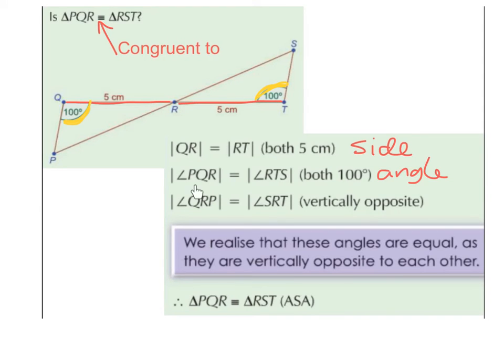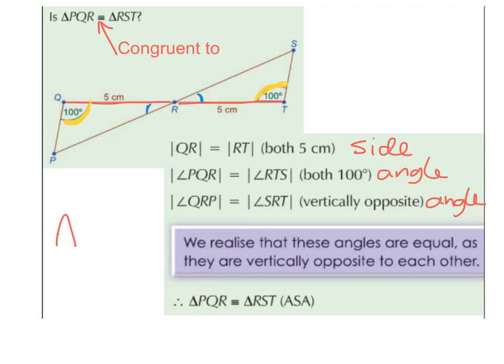And then angle QRP, this angle in here, is equal to angle SRT, this angle in here. That is because opposite angles are equal. They are vertically opposite, so they are equal. So we have a side, an angle, and an angle. But we just have to make sure that the side is in between the two angles.